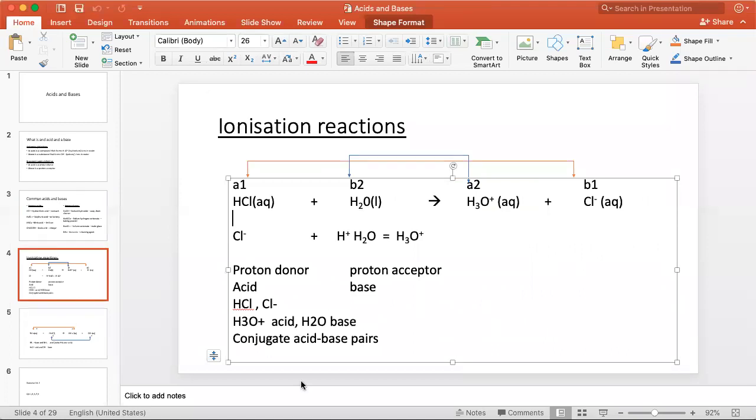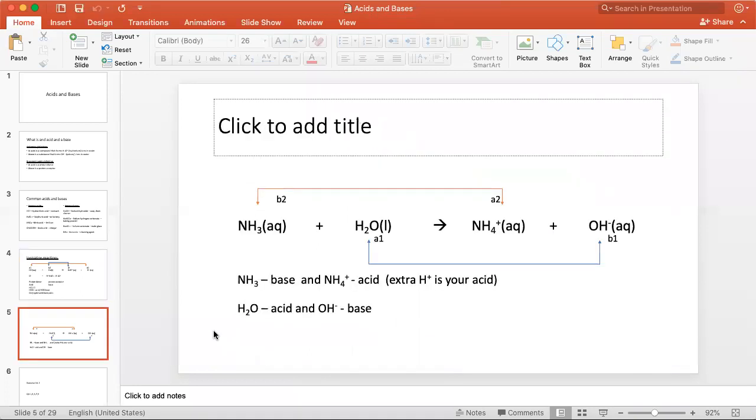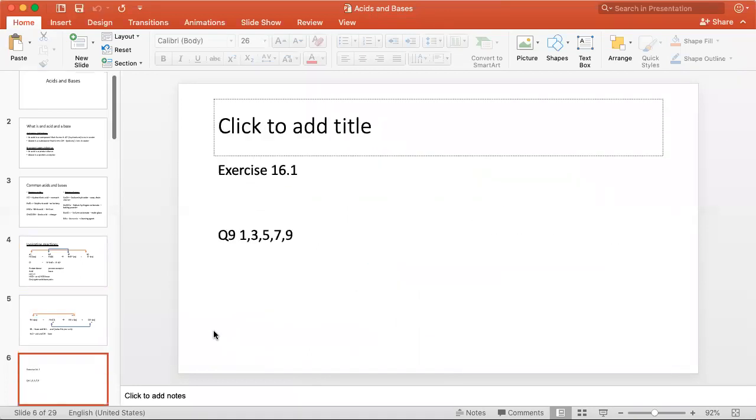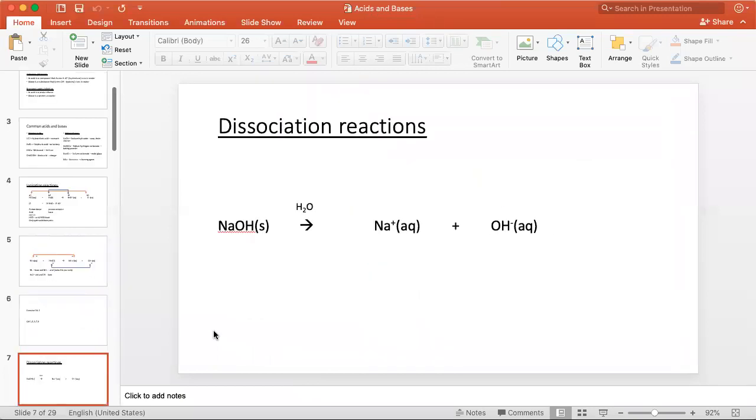And then we looked at examples of, for example, HCl, when it reacts with H2O, it forms H3O+ and Cl-. And then we looked at NH3 as another example. Did we do the base? Dissociation, ionization, dissociation, right? This is the other one we did. NaOH, when it reacts with water, it forms Na+ and OH-. So this is a dissociation reaction of a base where NaOH becomes Na+ and OH-.